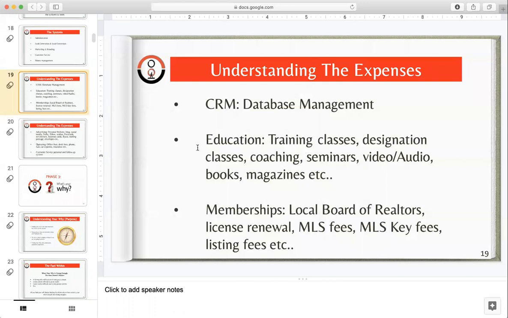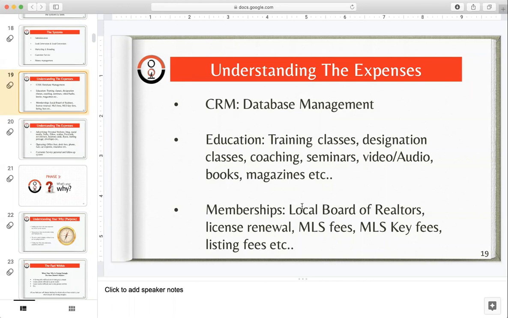So when people join our business, some of them say, I don't have money for the local board. I don't have money for my license. I can't pay for MLS. Don't join, you're not ready. You need to have a little bit of money when you join a business. When you start real estate, you need to understand you need some money. You've got to pay for school. And then when you do your first deal, we reimburse you for school.